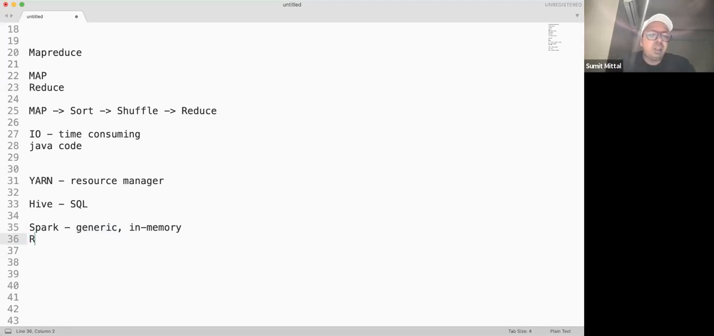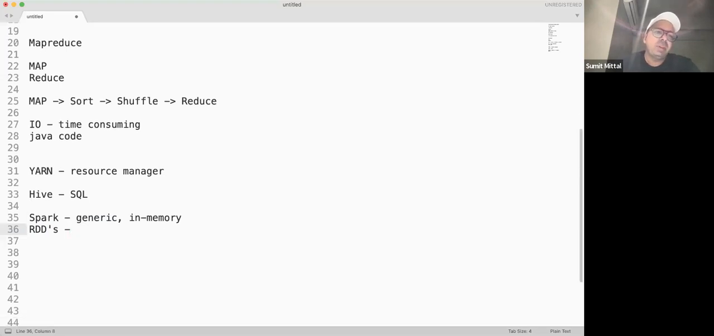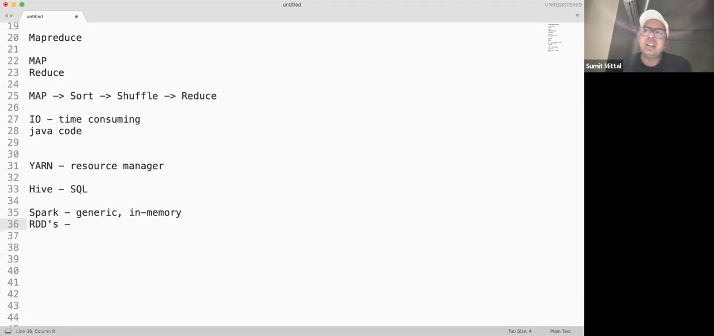It all started with RDDs, resilient distributed datasets, where it's more like an unstructured thing, right? There is no structure involved. And it certainly was better than MapReduce, but still a good amount of effort was required. It's more like a programmatic way of doing things, right?